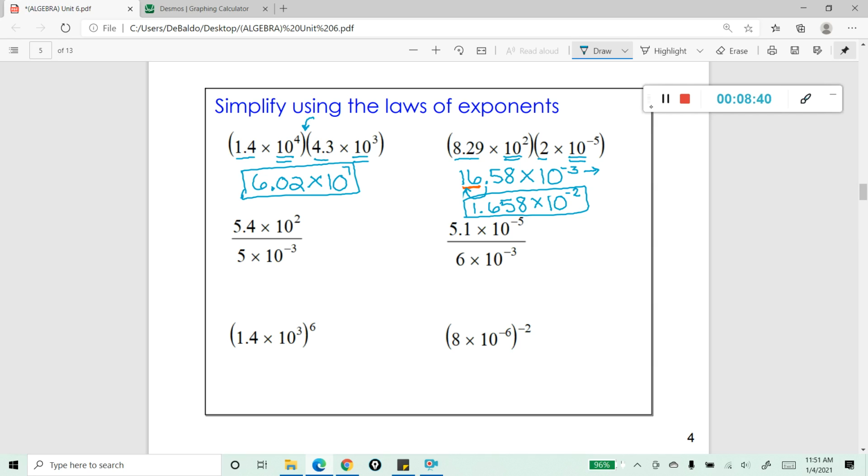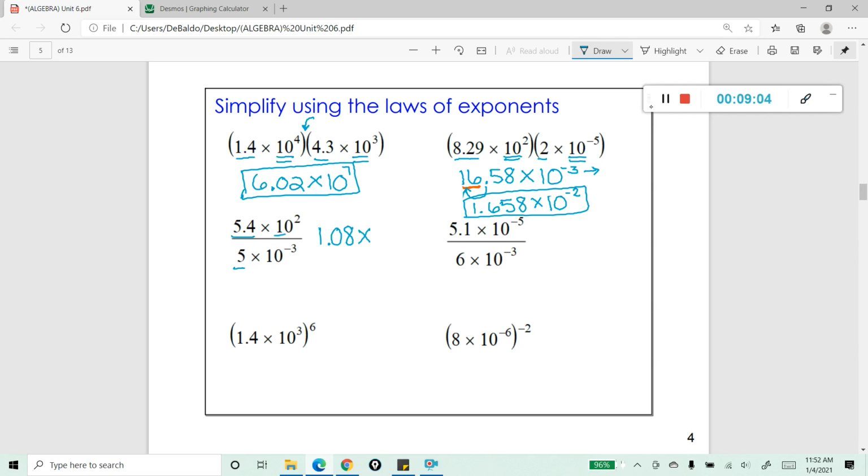This one obviously is going to be applying the quotient rule because it's a quotient. So we're going to do it the same way. Let's go ahead and start with our bases. I'm going to start with 5.4 divided by 5, and that is done right in your calculator. So that leaves me with 1.08.